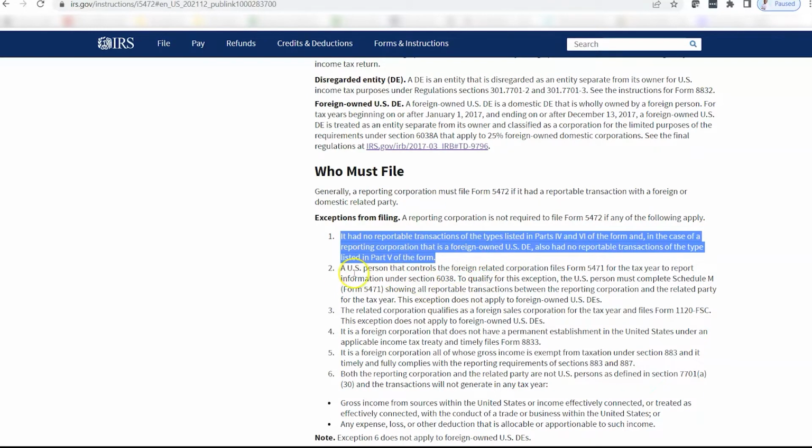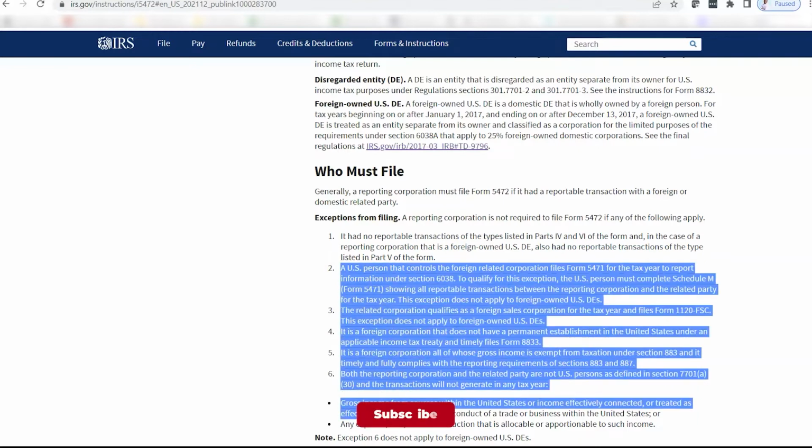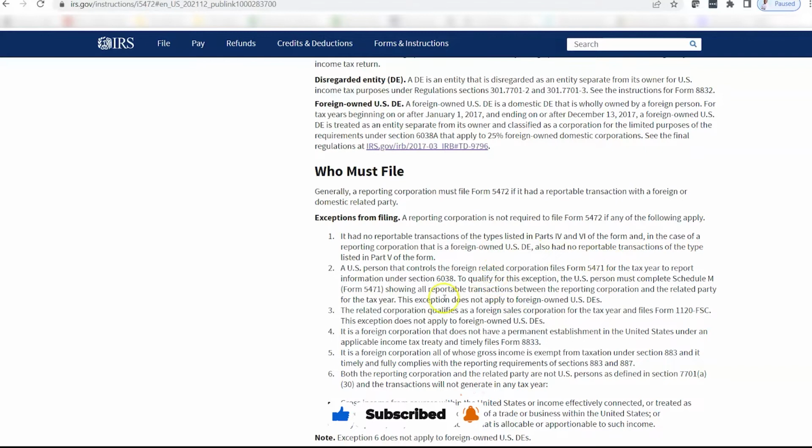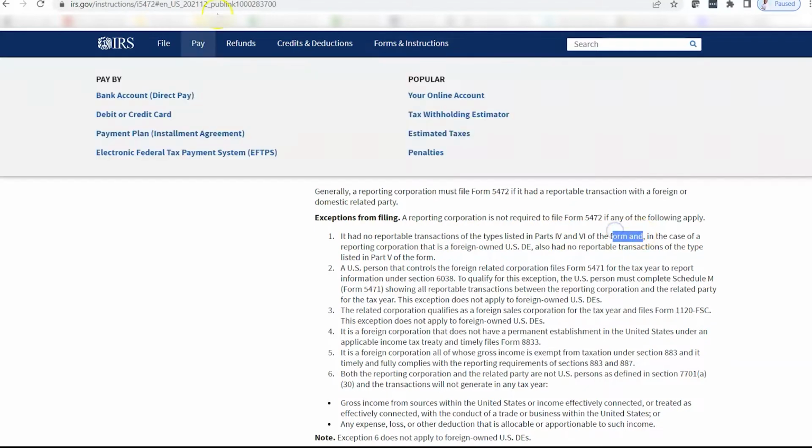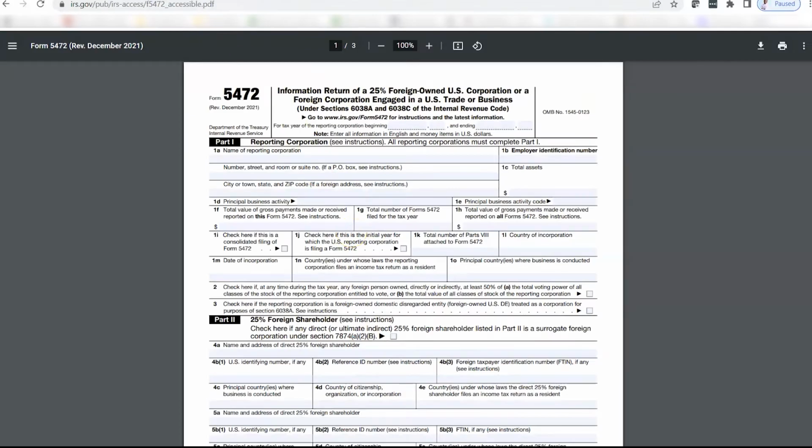disregarded entity. The other exceptions you see here do not apply to US disregarded entities, so we don't even have to waste time on them. So let's read the first option here. It says that you're not required to file these forms if you are a reporting corporation and you have no reportable transaction of the type listed in Part IV and VI. Part IV and VI is over here, and I'm going to show you real quick.